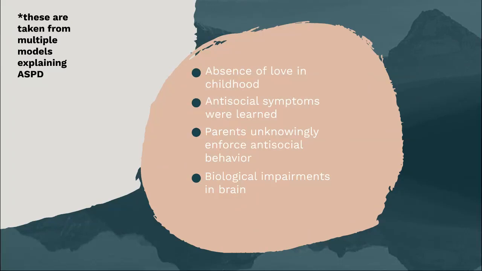Parents unknowingly enforce antisocial behavior. So, for example, a child could hit, scream, kick, or punch their parent in the face. And in order to keep embarrassment at a minimum, a parent will or can bribe their child with something that would gain their attention and cause them to stop their behavior. This can unknowingly almost enforce and reward a child for acting this way.